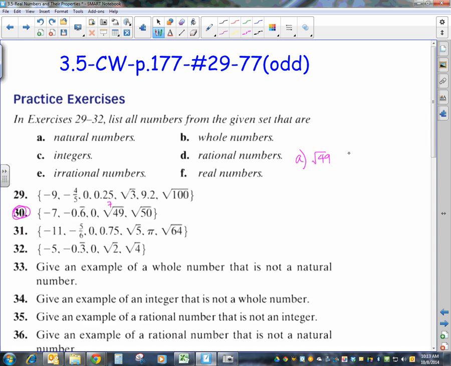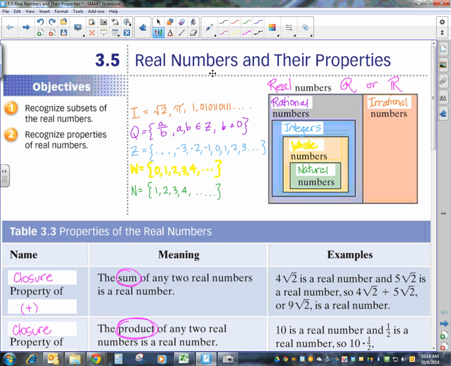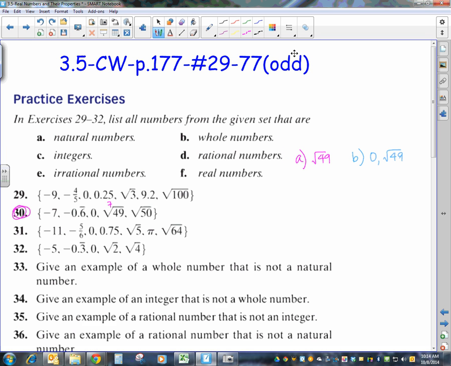All right, part B says, which of these are whole numbers? Whole numbers are 0, 1, 2, 3, 4, 5, on and on. So it's going to be 0 and the square root of 49. And one of the things about this diagram is if you list something as a natural number, every natural number is a whole number. Every whole number is an integer. Every integer is a rational number, and every rational number is a real number.